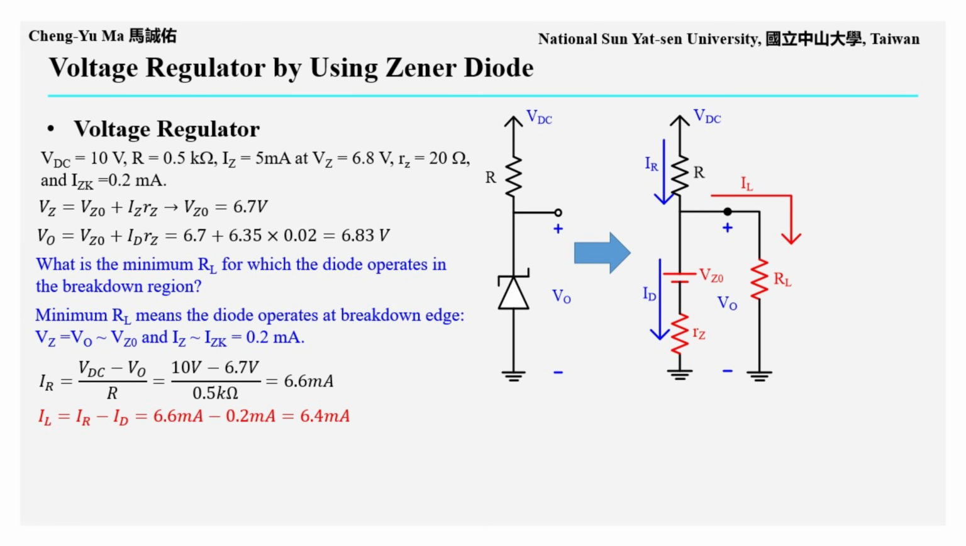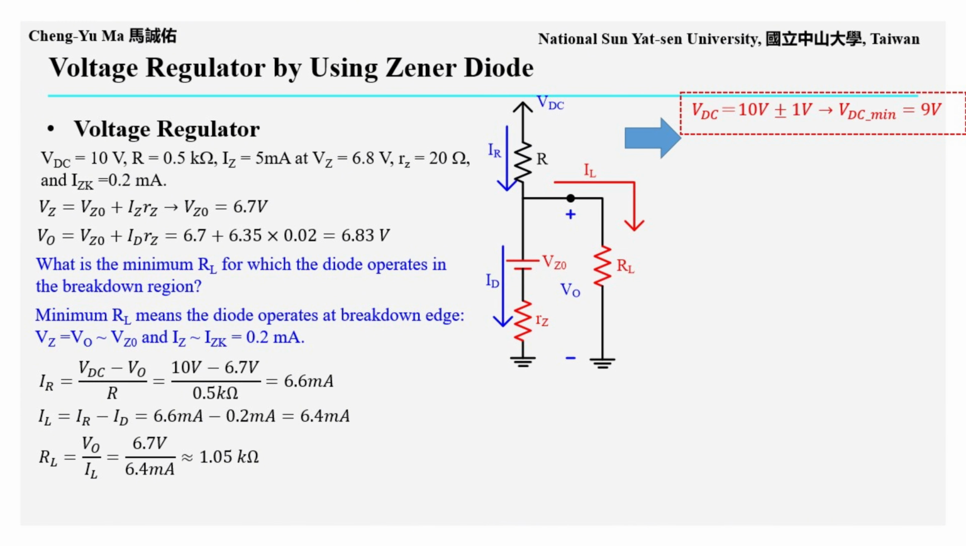Of the current IR entering the output node, part of the current must remain in the Zener diode. This diode current is ID equals IZK, which is 0.2 milliamps. The remaining current can flow into the load RL. Therefore, the maximum load current is 6.4 milliamps. Finally, the minimum allowable load resistance is RL equals VO over IL. This is 6.7 volts divided by 6.4 milliamps, which is approximately 1.05 kiloohms.